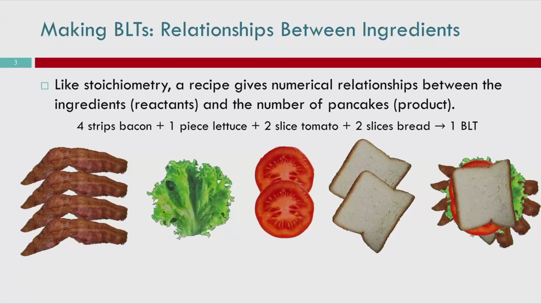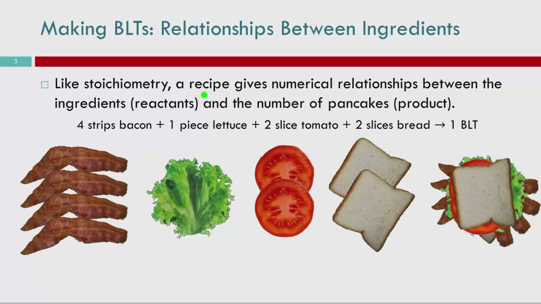And now we're going to hopefully appreciate these little cutouts that I made that took altogether way too much time. Like stoichiometry, a recipe for making BLTs gives us a numerical relationship between the ingredients and the products. And I didn't just switch this. It used to be pancakes, but now it's BLTs.